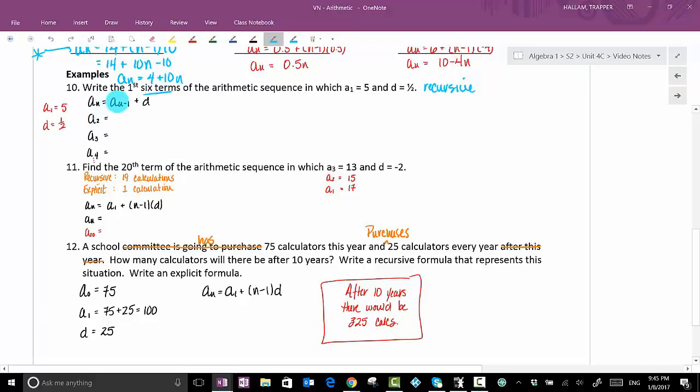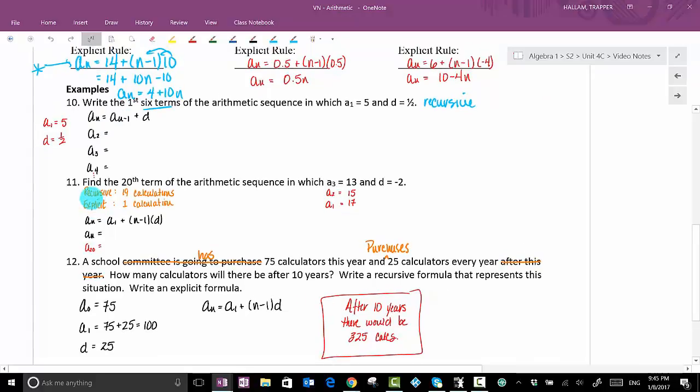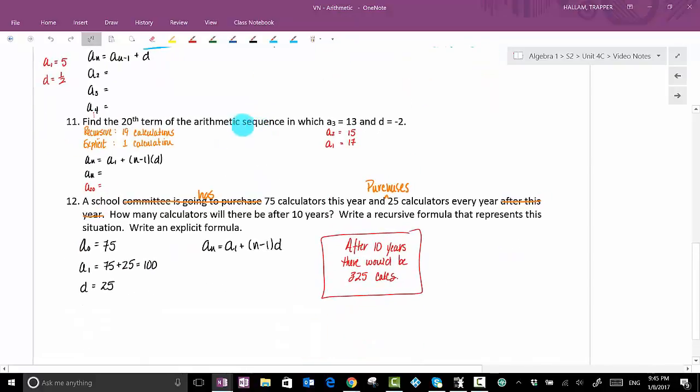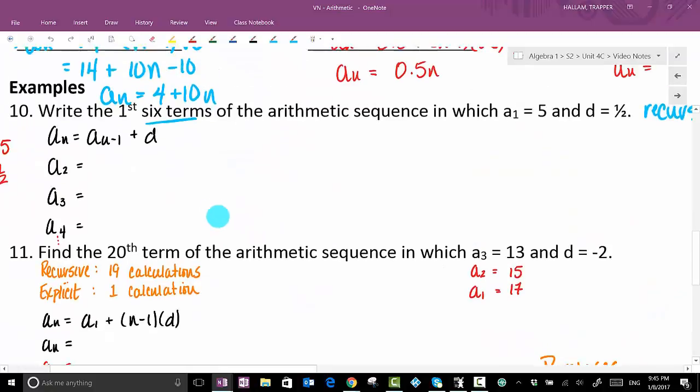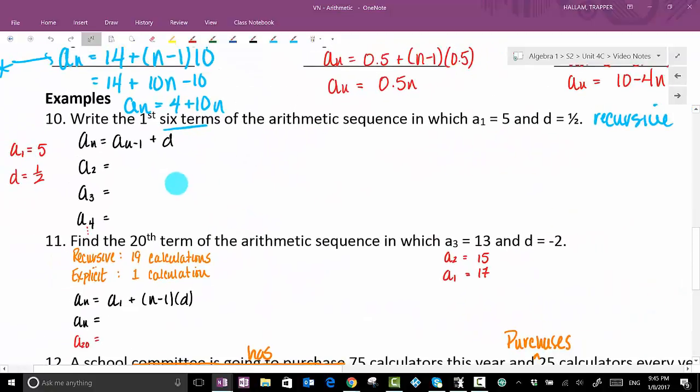So if we're going to use the arithmetic sequence, I'm going to blow this up a little bit, maybe. There we go. So let's use this arithmetic sequence here. We know our first term is 5. We know our common difference is 1/2. So it would say take the previous term and add 1/2. So if we want to go to the second term of the sequence, because we know the first one is 5, we're going to say 5 goes here, and then we're going to add 1/2. It's going to give us 5 1/2.